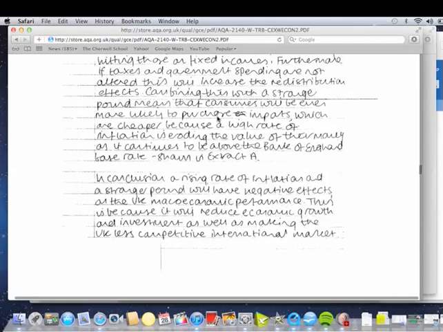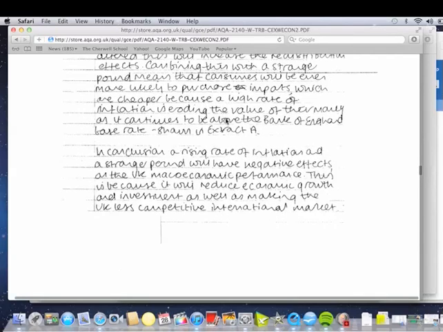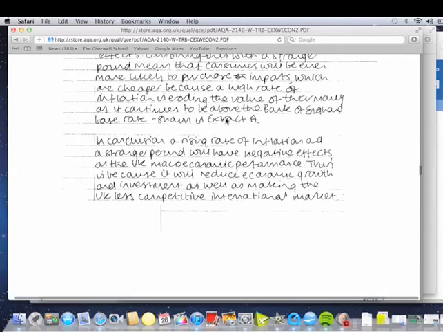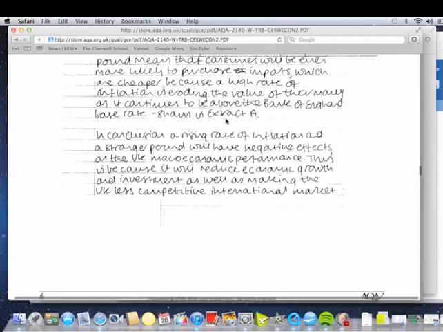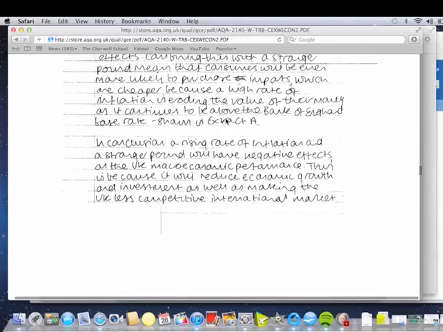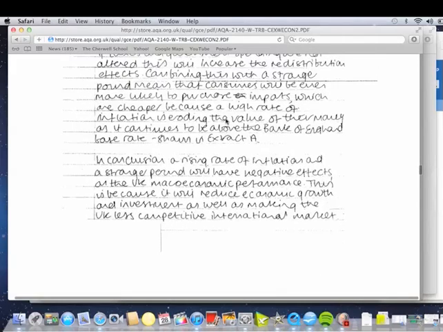This student is good actually. They've used the data here, Extract A, but have they used it effectively? Consumers will be more likely to purchase imports which are cheaper, because a high rate of inflation is eroding the value of their money as it continues to be above the Bank of England base rate. I'm not too clear on what they're saying there, are you?